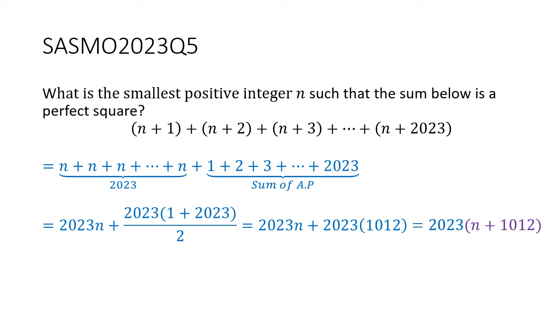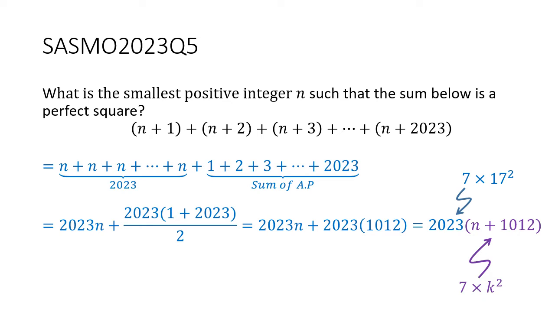So let's break this down. This needs to be a square number. So what do we know? We know that 2023 is 7 times 17 squared. So n plus 1012 needs to be 7 times some square number as well for the entire product to be a square as well. Well, we'll just guess and check.